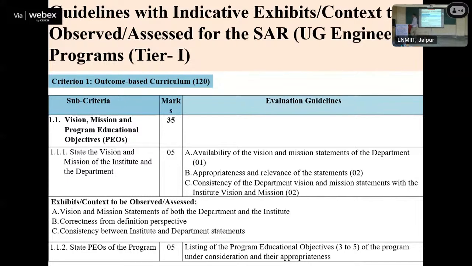So if we define a process for vision and mission now, can we apply for the NBA today, with the back three years, or only after defining the process today? You can mention this, as I told you, but due justification is required. Why are you changing the vision and mission? First of all, you have to do a SWOT analysis. NBA is nothing but SWOT analysis and continuous improvement: strength, opportunity, weakness, and threat.